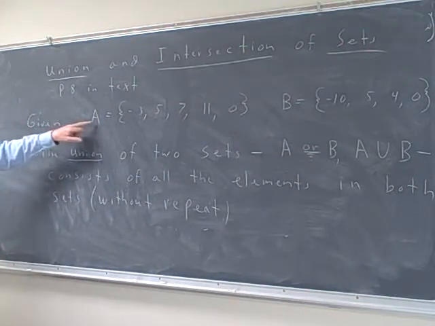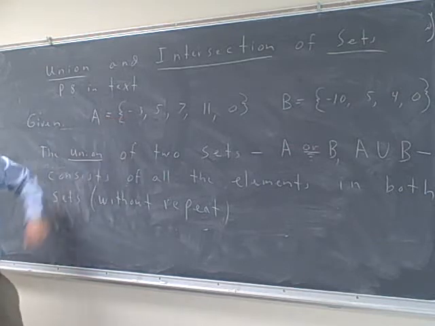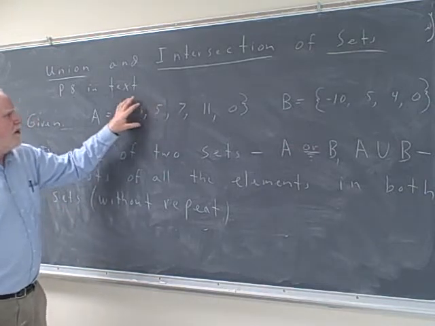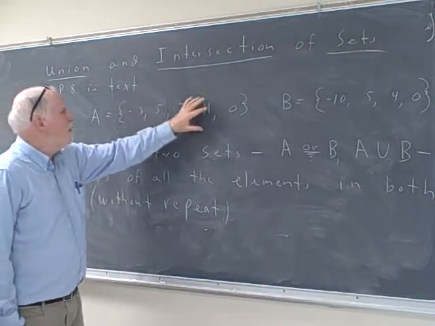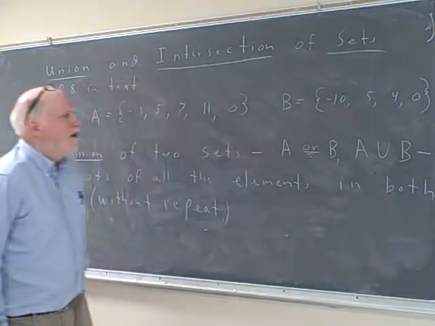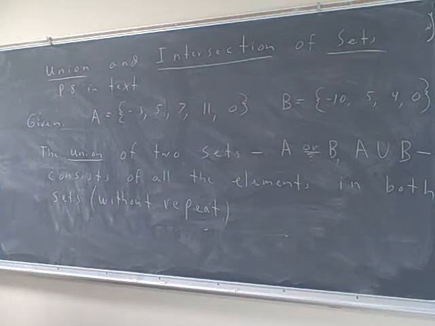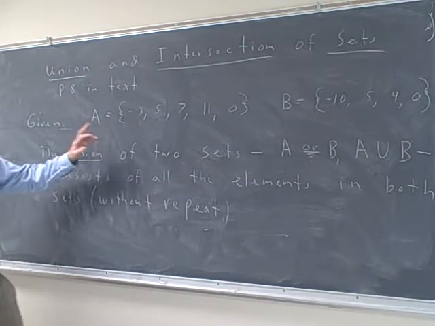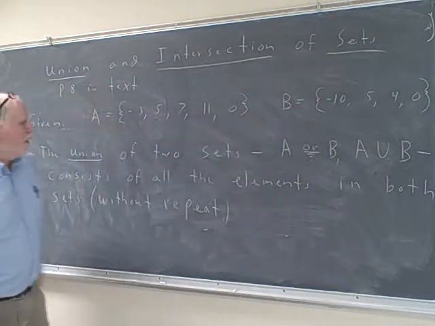Given this set A, notice I've got a set of integers here, but they really could be anything. We can call them elements, but in this case they are integers. And another set B, we call B, of more integers here. And I want to know what the union of these two sets is. That's the question I'm going to ask here.